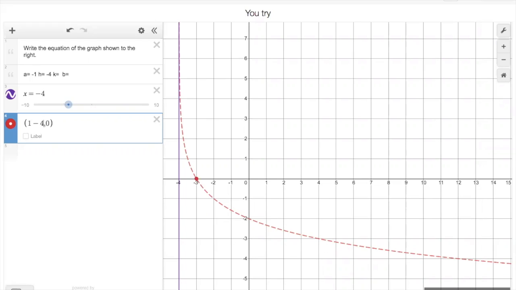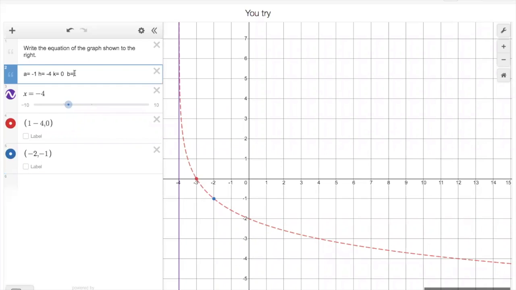If you notice, when I move it to the left 4, it already falls on my graph, which tells me that my graph isn't moving up or down. So my k value is going to be 0. Then I'm going to find the next point, which is right here, (-2, -1). How far away is that from the asymptote? Well, it's 1, 2 places away.